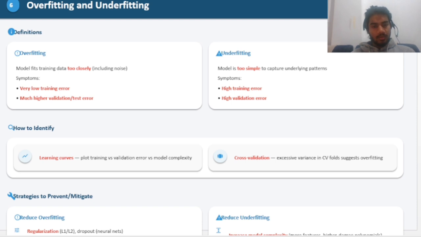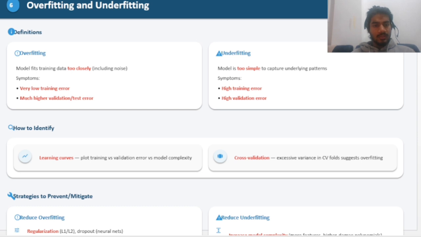Now let's talk about underfitting. Here the model is too simple and fails to capture underlying patterns. It means that on the test set also it does not perform very well, just as in training. Its signs are high training error and high test error.